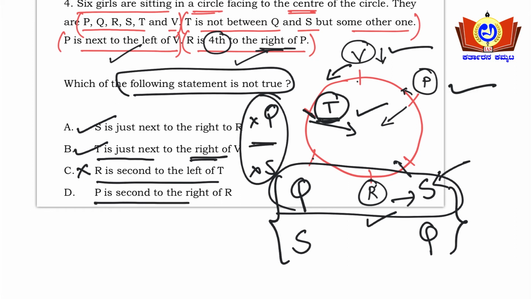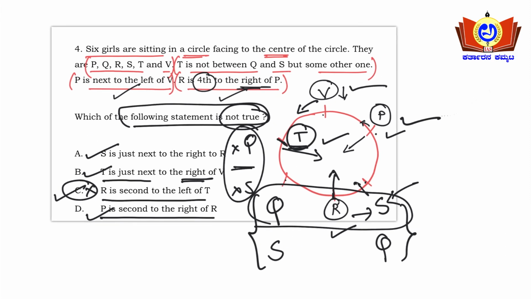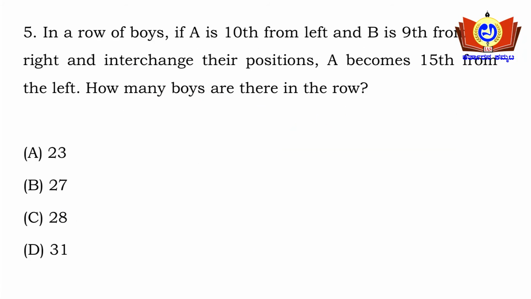P is second to the right of R. So R is facing here, so 1 and 2, P is here. Okay, so this condition also holds good. Which of the following statements is not true? So option C is not true here. Okay, simple question. So moving on to the next question now.